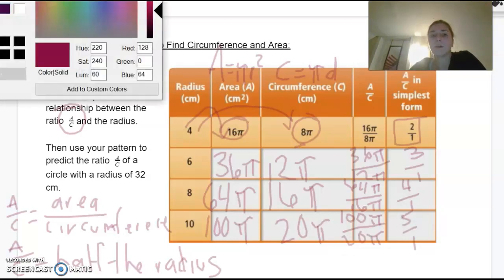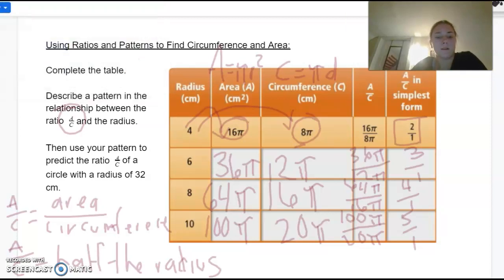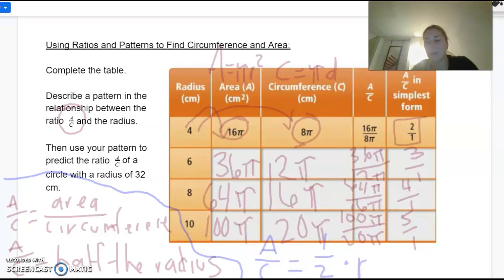So now we can look back over here at our data we collected over here. And we have A divided by C, so area divided by circumference is equal to half the radius. All right, so we can create a formula here. A divided by C equals half times R. Okay, so that kind of gives us a look at what we're dealing with and how those relate to each other.